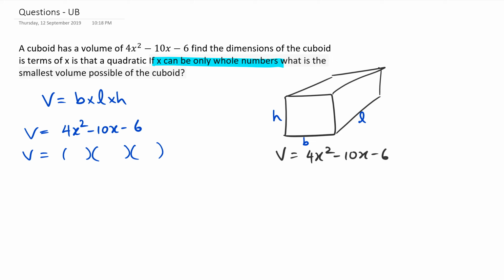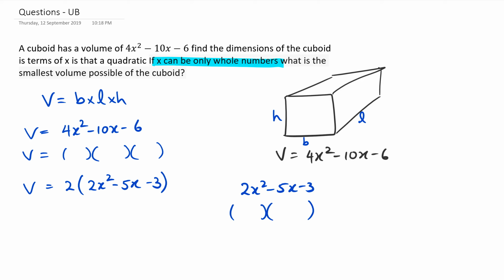Now the first thing I can do is look at those numbers and see that 2 is a common factor, so I'm going to take 2 out as a common factor, and when I do that I get 2x squared minus 5x minus 3. And now I've got this quadratic, 2x squared minus 5x minus 3, and I need to factorize that into two brackets.